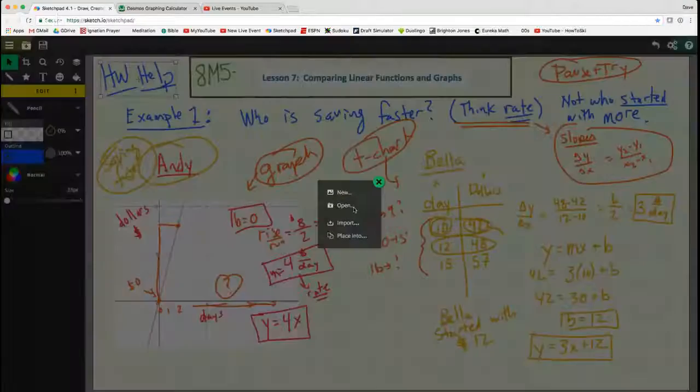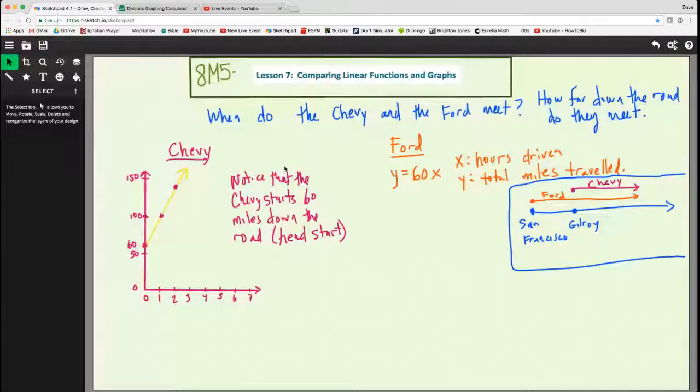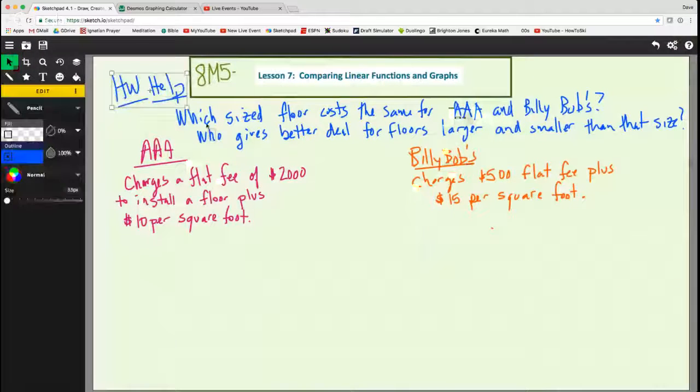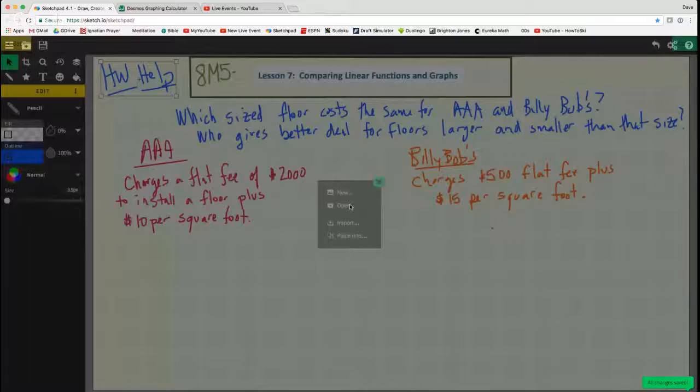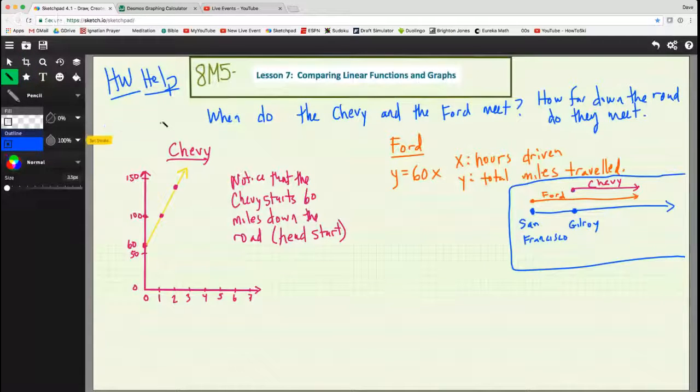Let's move on. I'm just going to put this homework help title at the top of all of these 4 problems, because I forgot to do that. And let's head back to problem number 2. So this is problem number 2.